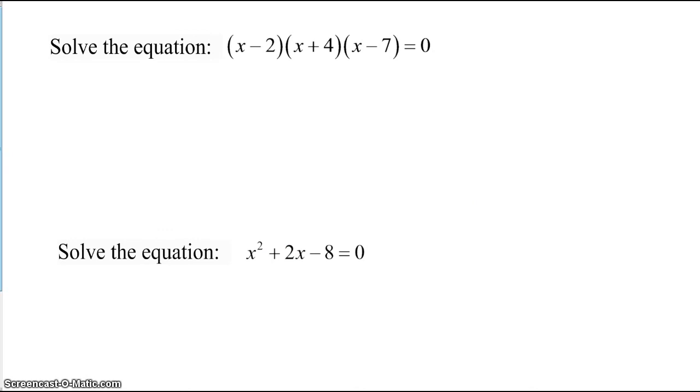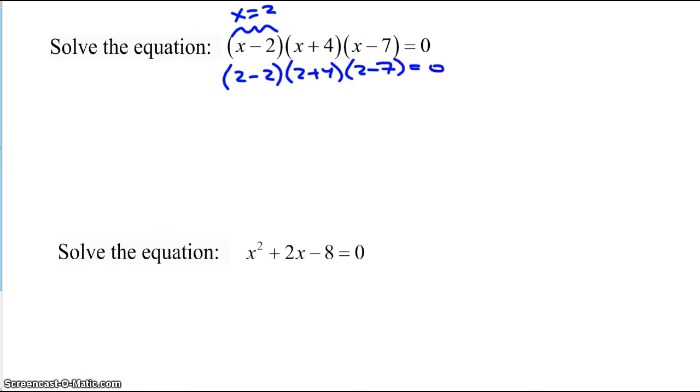What if I had (x minus 2)(x plus 4)(x minus 7), with 3 factors multiplied? Well, there's going to be some value for x that makes the left factor 0. That would be x equals 2. Let's try that and see what happens. I would plug in 2 everywhere.